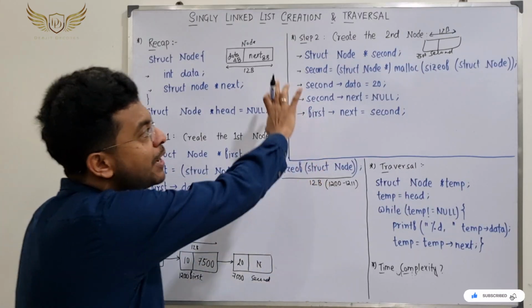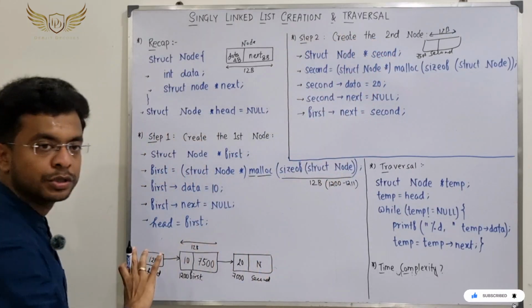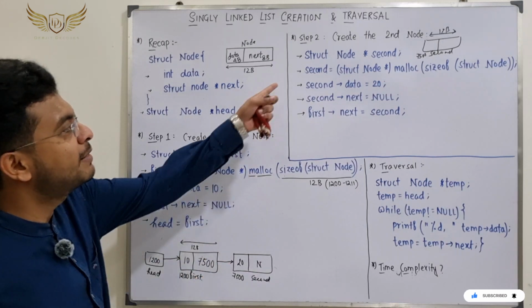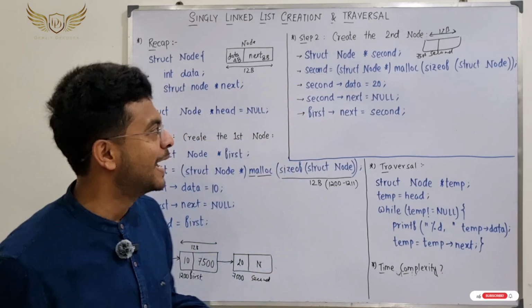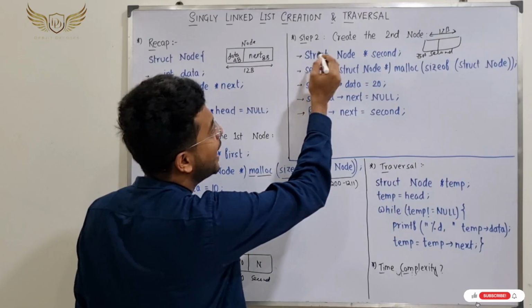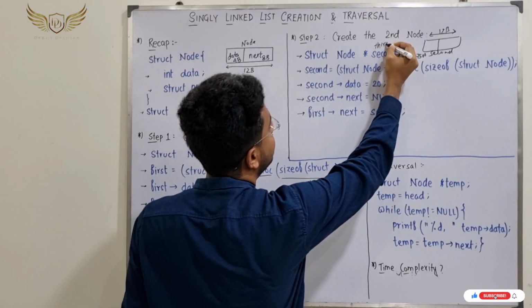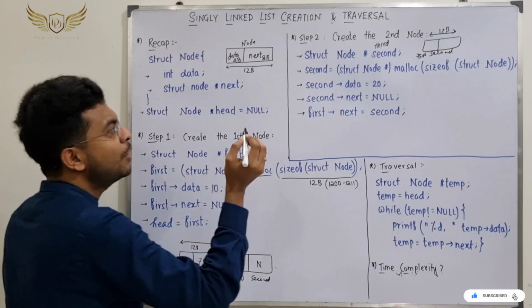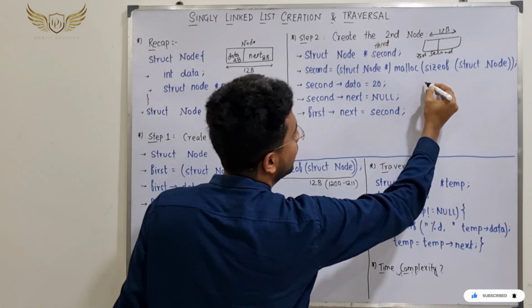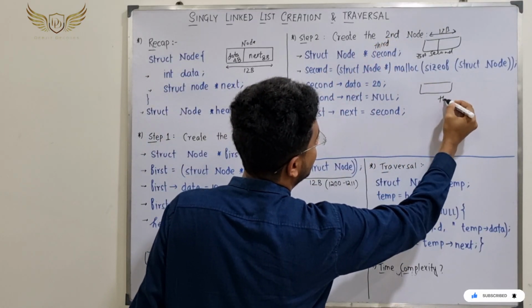Now see, we haven't written anything. We have just created two nodes comfortably. Now to create a third node, you can do that easily. What do you need to do? You need to write struct node start. Instead of second, you will be writing third. So whenever you are creating third, again, it will be creating a third node.